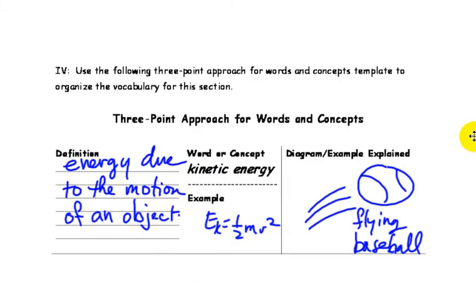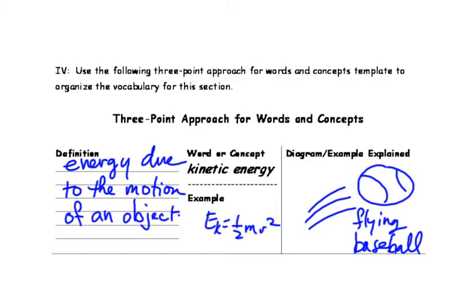Okay, that's it. So we just have the kinetic energy vocab term. Energy due to the motion of an object, Ek equals 1/2 mv squared, dependent upon mass and as well speed. Okay, there you have it. So that is the second last booklet from the energy section dealing with kinetic energy.